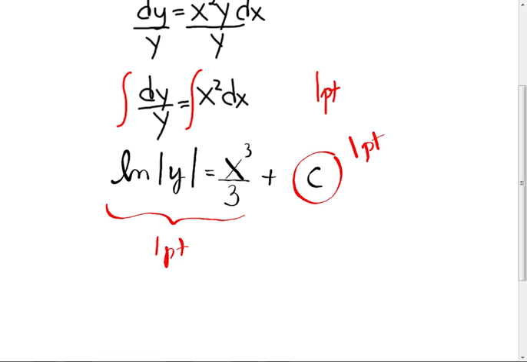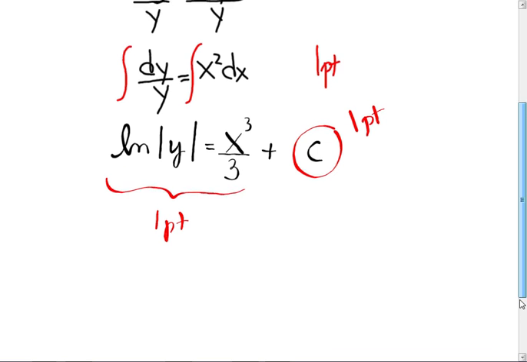This is 5 points. Right there, that's 3. If you don't put the C in, you're going to get 2 out of 5. That's so stupid. No, because it's too hard to grade and you don't know what you're doing. You need to put the constant in. You have to do that.